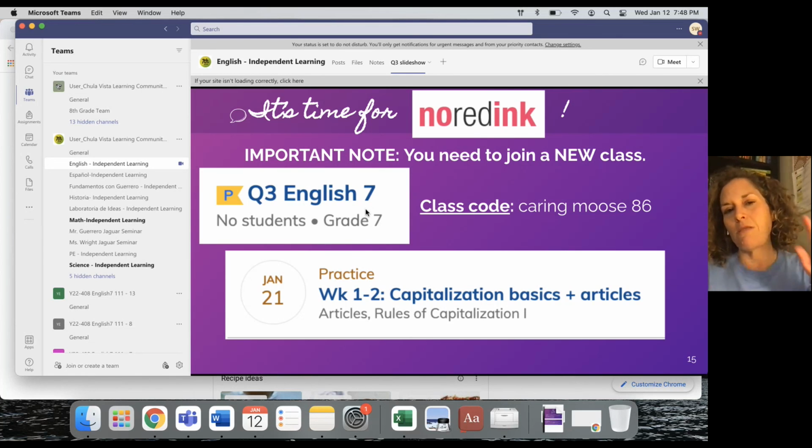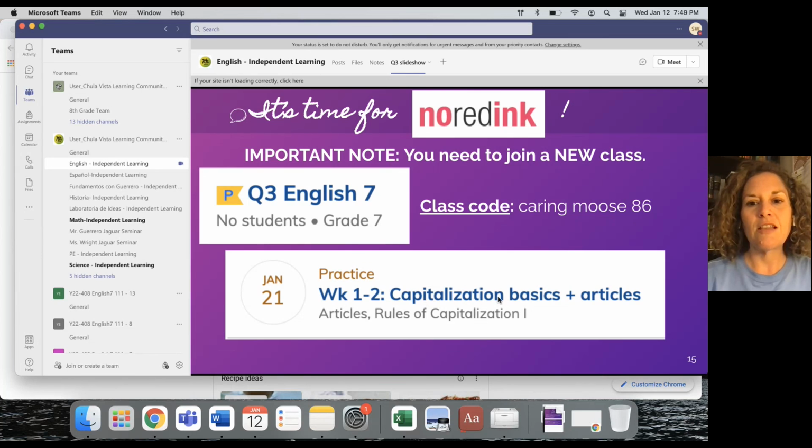So everyone's going to be in the same No Red Ink class. I'm hoping it will make it a little less confusing, and a little bit easier for me to grade and score late work when that happens. And this is the name of that assignment, week 1-2, capitalization basics plus articles. You don't have to read articles. Articles are the words like a, and the, right? It's just indefinite or definite articles. There's a little lesson attached, but I just wanted to give you a heads up about that.